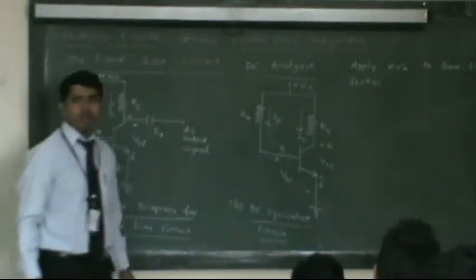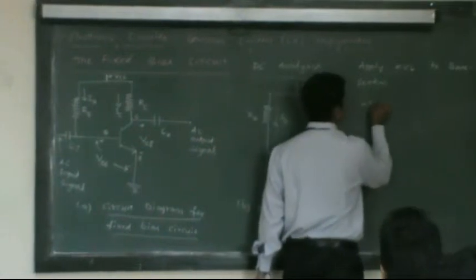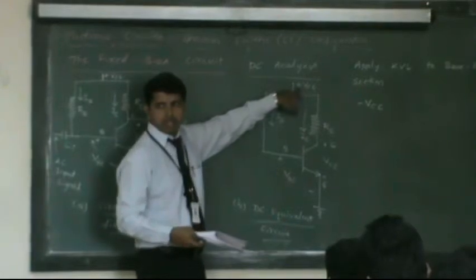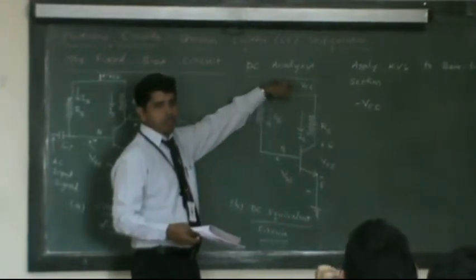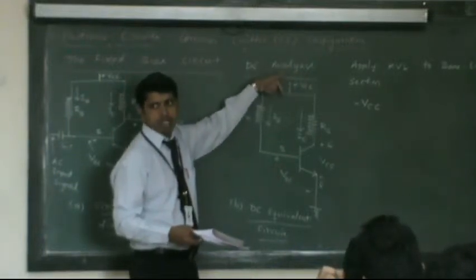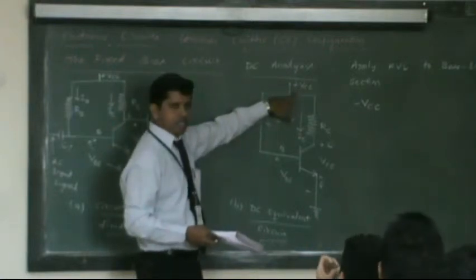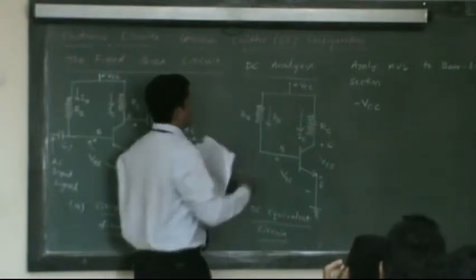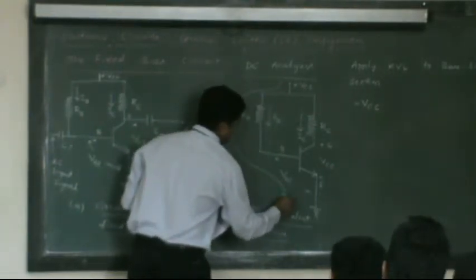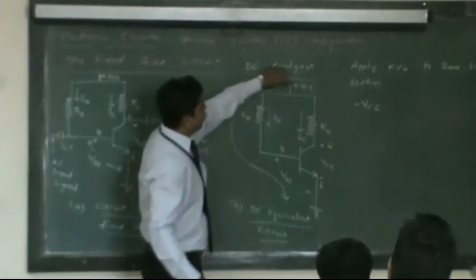What do you get here? If you apply Kirchhoff voltage law to the base emitter section, this is minus VCC. I am starting from the negative side of this supply. Even though they showed only the positive here, a power supply has minus and plus; first we start with minus, then the plus will come. So minus VCC, and coming around this loop, I am applying KVL in this direction. This is the loop which I considered.